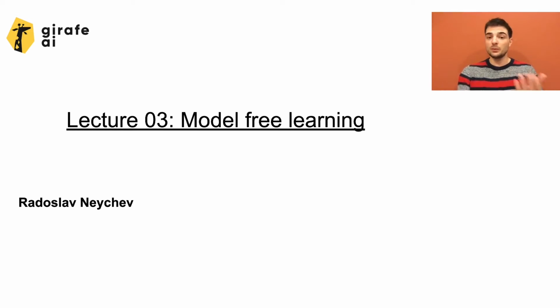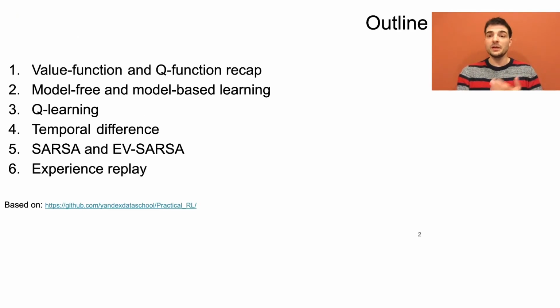So, today we start with model-free learning, and here is the outline of today's lecture. First of all, we shall discuss the previous lecture material. Remember what is value function, what is Q function, how they are related to each other, and what Bellman equations are. After that, we define this dichotomy between model-free and model-based learning, where the model, once again, is the model of the environment, and discuss Q-learning as one of the most popular approaches to model-free learning.